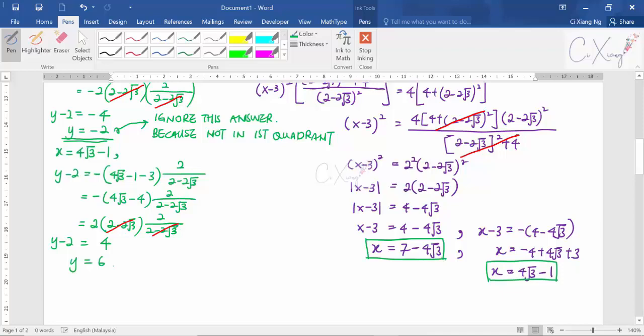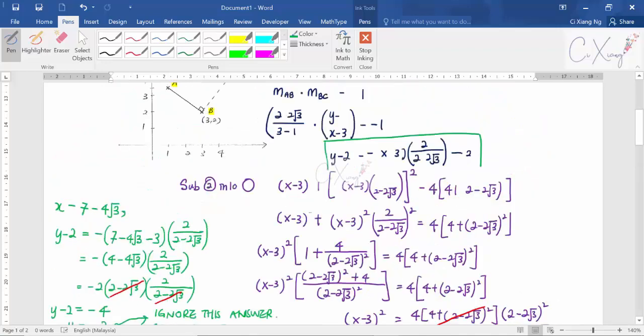Okay, so I think very obvious already. This value of x and this value of y tells you that your answer is actually in the first quadrant. So your final answer will be 4 square root 3 minus 1. This is the x plus yi. Okay, so this is your complex number for point C. So this is the question that we are using the coordinate geometry method to solve it. Because according to the information that they give us, we can form two equations from the information and we try to solve it.